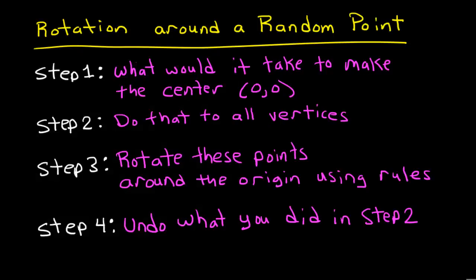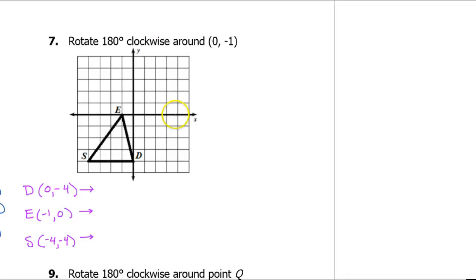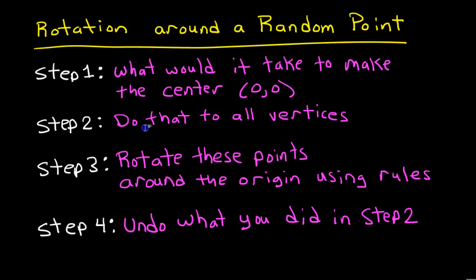So, step 1 is to ask ourselves, what would it take to make the center (0, 0)? Okay, so this is the center. What would it take to make this (0, 0)? Well, the x value is already 0, so we don't have to do anything to the x value. To make the y value 0, we would need to add 1. So that's step 1. Step 2, do that to all vertices.